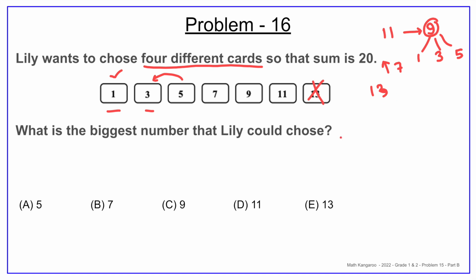So if we pick 11, 5, 3, 1, it gives us 20. So our answer is option D, 11. You can try picking other options as well and see if your answer matches.